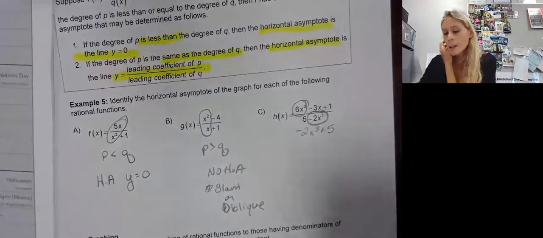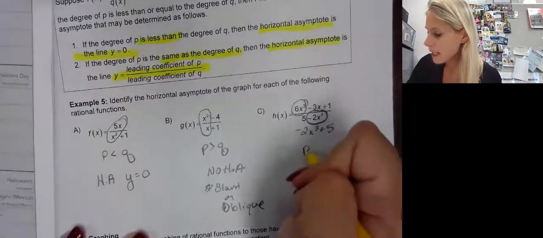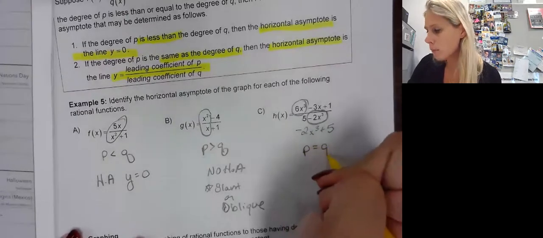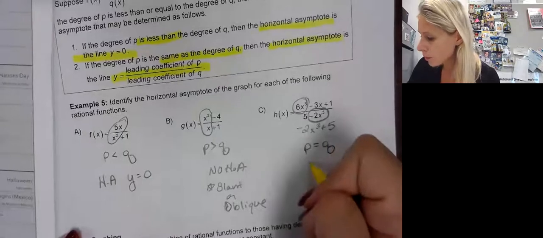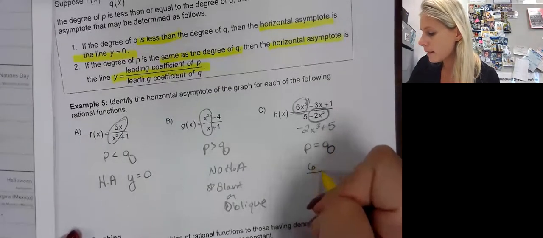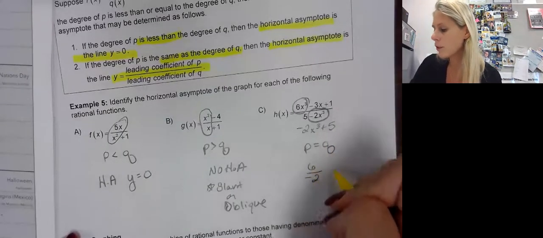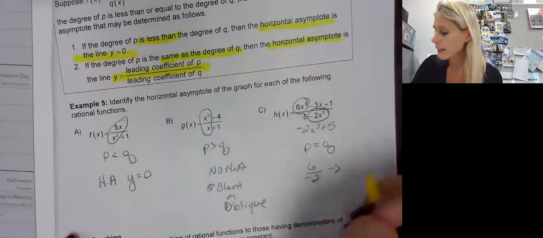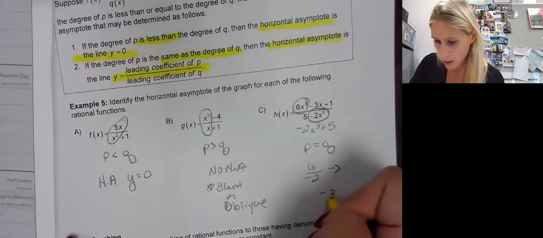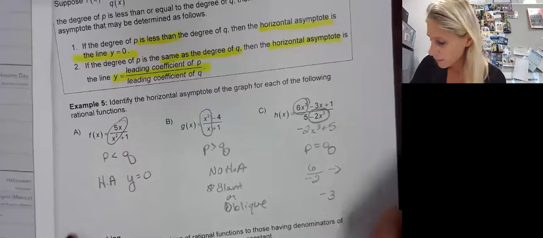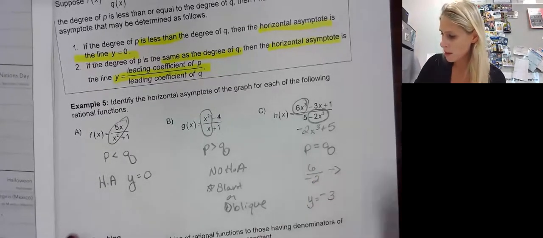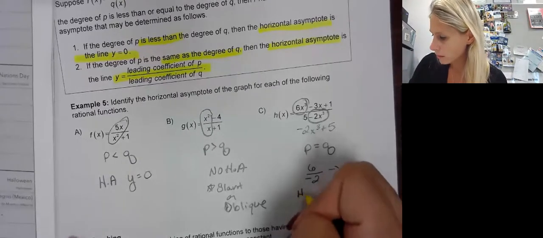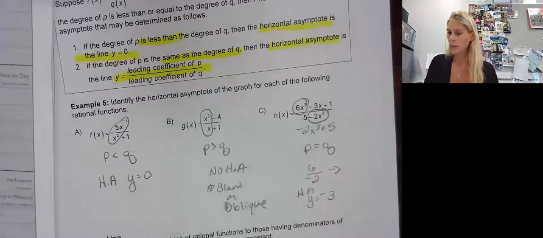Okay, so since P equals Q, then we use the coefficients in front. As you can see, in the numerator we have 6. In the denominator, we have negative 2. Well, of course, let's reduce that. That gives us negative 3. So, of course, don't forget to put the y equals, and that's a horizontal asymptote.